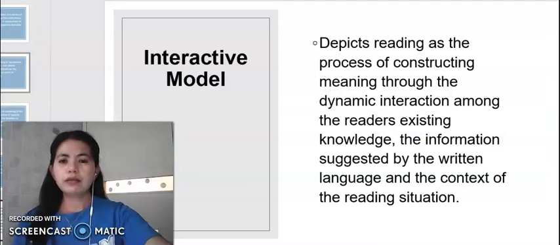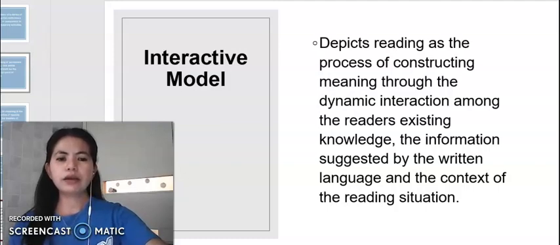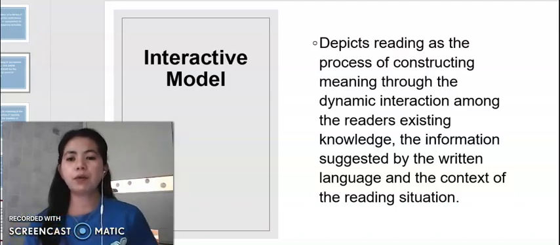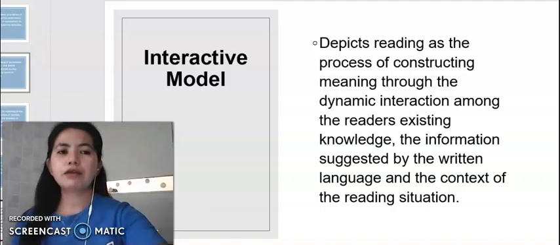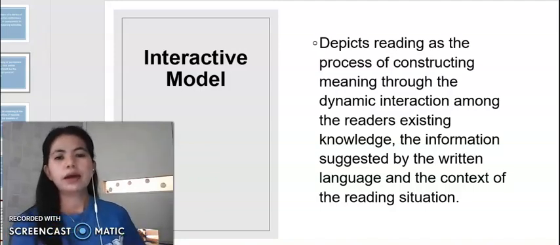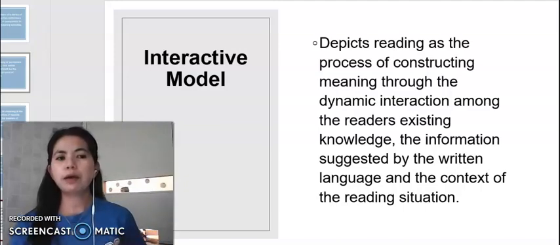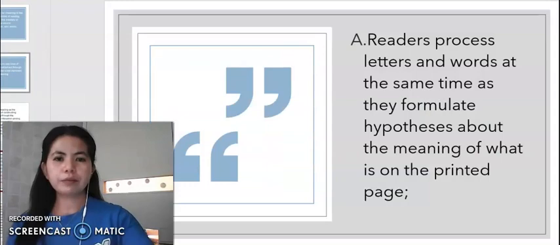The third model is the interactive model. It depicts reading as the process of constructing meaning through the dynamic interaction among the reader's existing knowledge, the information suggested by the written language, and the context of the reading situation. So in the interactive model, there is an interaction, and it recognizes the interaction of the bottom-up and the top-down process simultaneously throughout the reading process.